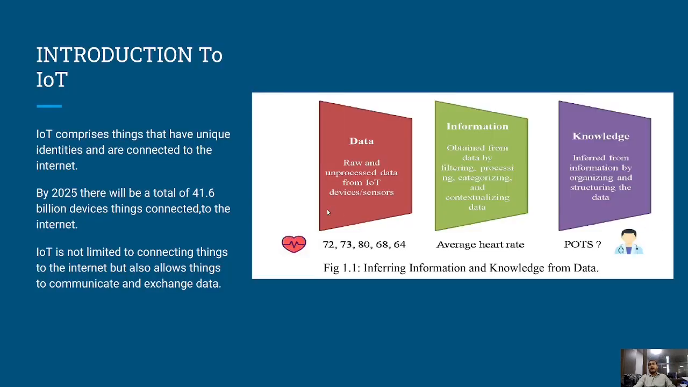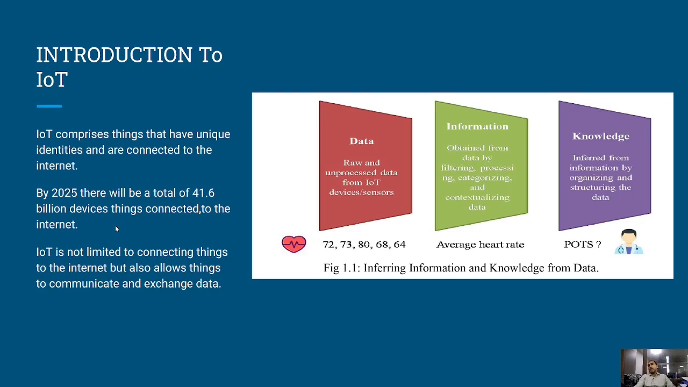So if we go more formally, the Internet of Things basically comprises things that have unique identity and should be easily identifiable from anywhere in the world and are connected to the internet. So it is also expected that by 2025 there will be a total of around 41.6 billion devices or things that will be connected to the internet.